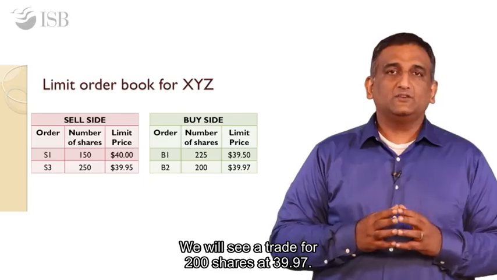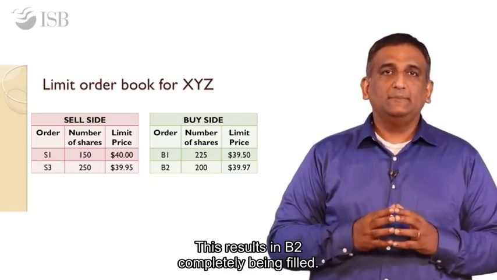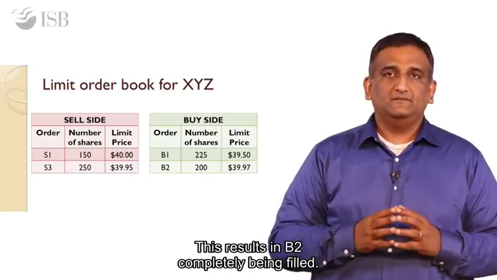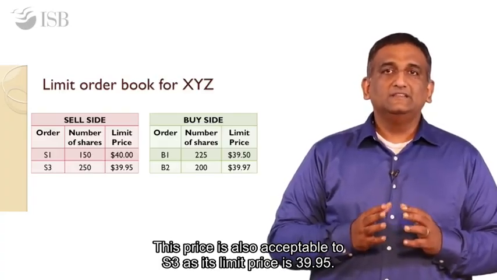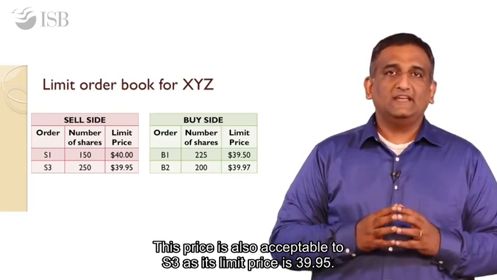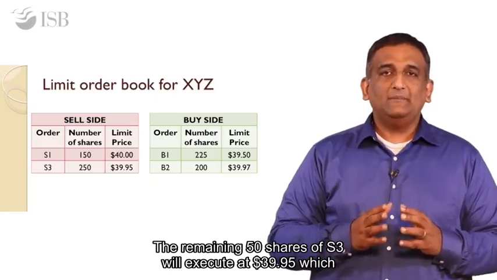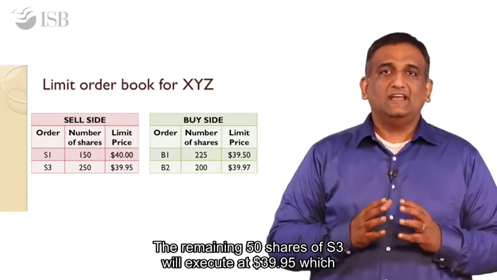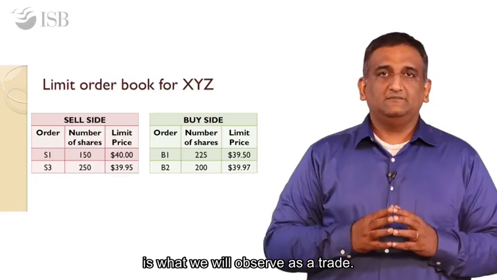We will see a trade for 200 shares at $39.97. This results in B2 completely being filled. S3 still needs 50 shares and B1 is at a price of $39.95. This price is also acceptable to S3 as its limit price is $39.95. The remaining 50 shares of S3 will execute at $39.95, which is what we will observe as a trade.